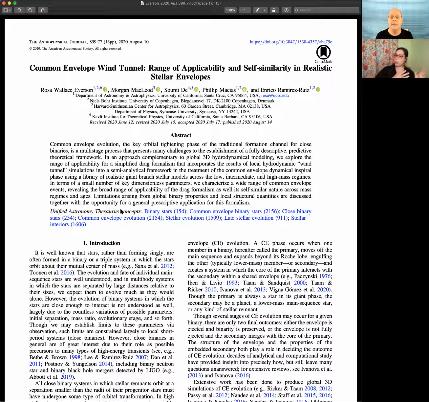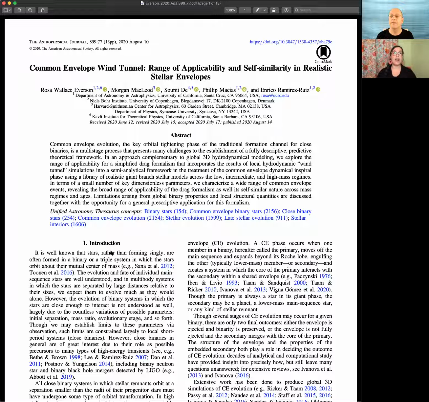So I'm not the one doing the actual 3D simulations in the box. That was Show-me's job. But what I did was find this range of applicability that helped us decide which simulations we needed to do. Okay, so that's what this paper is really about.